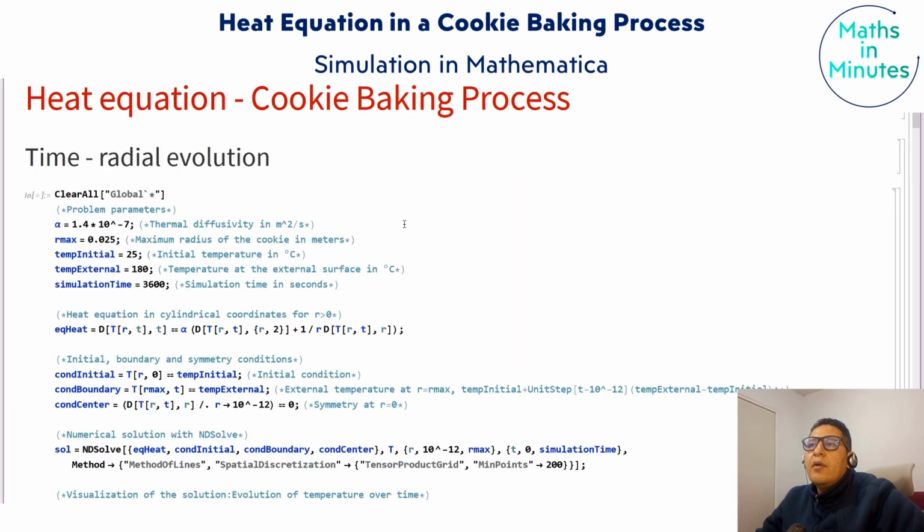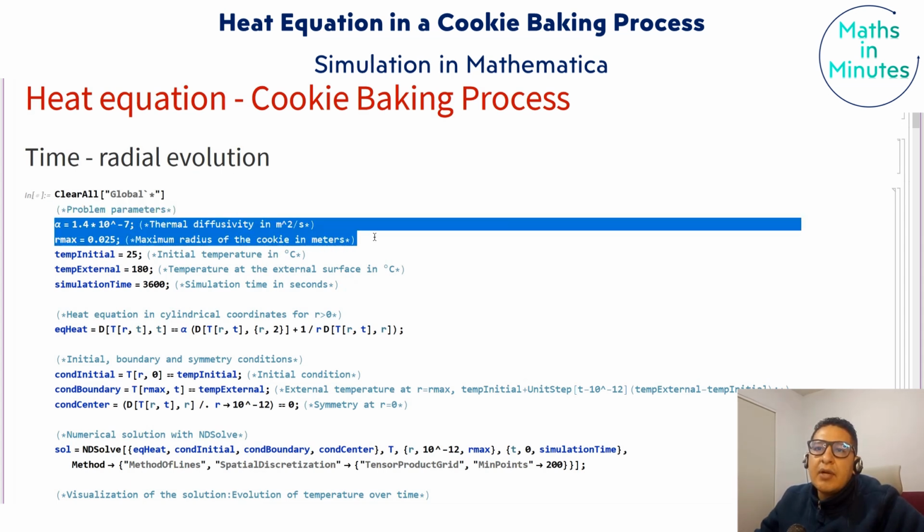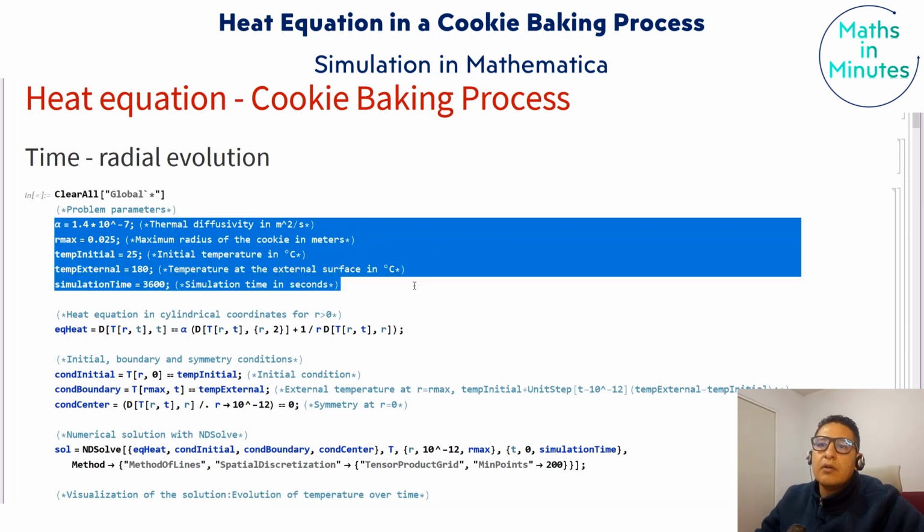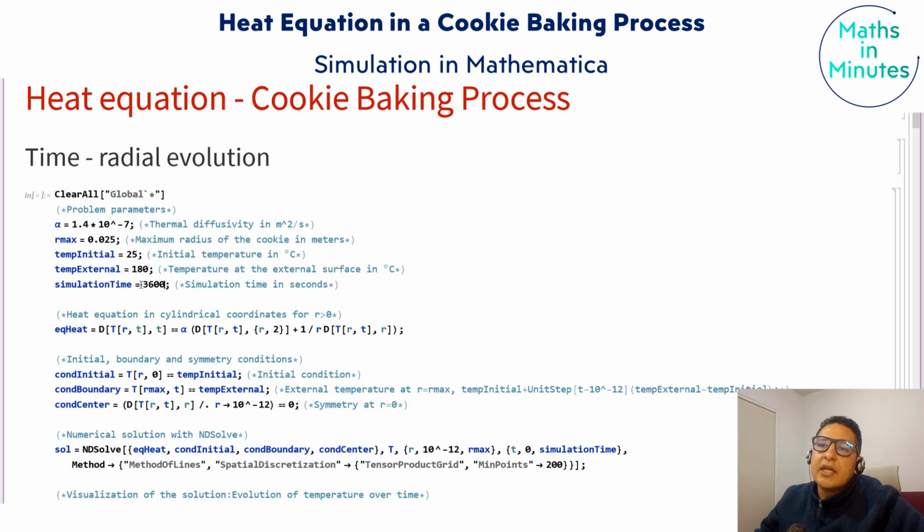Okay, here we are in Mathematica. As you can see here, I am starting with the problem parameters: the thermal diffusivity, the maximum radius, the initial temperature, the external temperature, and also the simulation time. In this case, I choose 1 hour of simulation that is equal to 3,600 seconds.